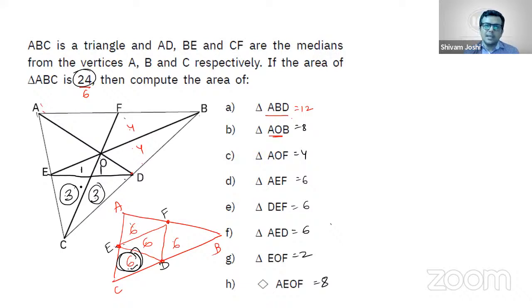Now this 3-1 splitting can be done everywhere, correct? So this was 4. This is 3 and 1. This is 3 and 1. And similarly, this is 4. This will be 3 and 1. 3 and 1, correct?